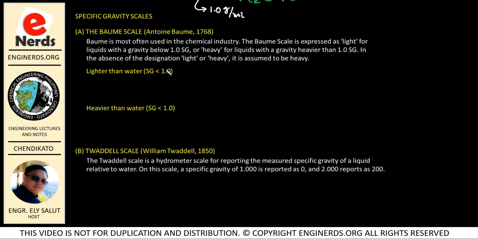Okay, so meron tayong dalawang pinag-uusapan, yung lighter and heavier, no? Light and heavy as per our definition. Okay, so if we have lighter than water, which is specific gravity is less than 1.0, ang gagamitin nating equation for the degree Baumé is equal to 140 divided by the specific gravity minus 130. Okay, so ito yung gagamitin nating reference.